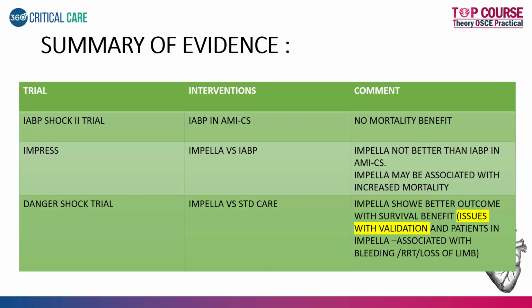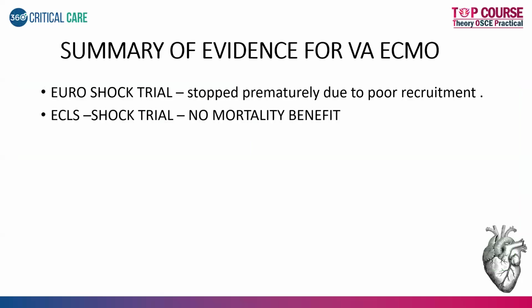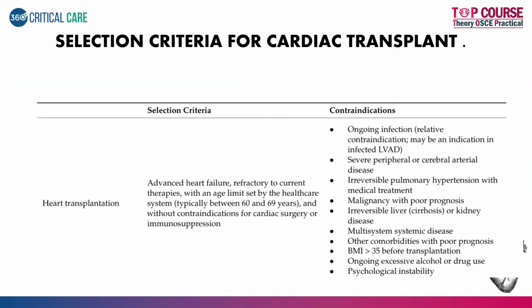So how to interpret this result is something that I leave to the individual listener to go up and read up. Okay. So ECMO, again, the Euroshock trial and ECLS shock trial did not show any mortality benefit. So the last ultimate thing that we can do for cardiogenic shock is a transplant. When all of the above, whichever I've mentioned, fails, the patient is an ideal candidate.